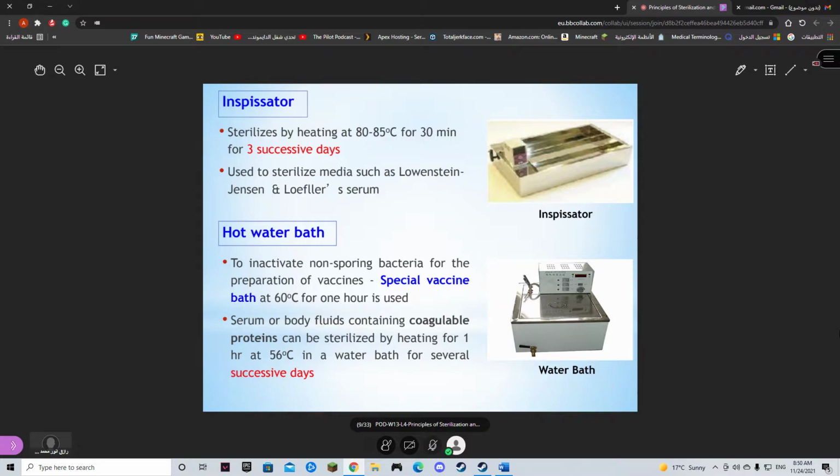You can make it easy to memorize: I for incubator and L for LJ and Loeffler. The other method is a hot water bath, especially what we call the vaccine bath, used to inactivate non-sporing bacteria, for example when making an attenuated vaccine. We use this for only some time, and sometimes for several successive days.